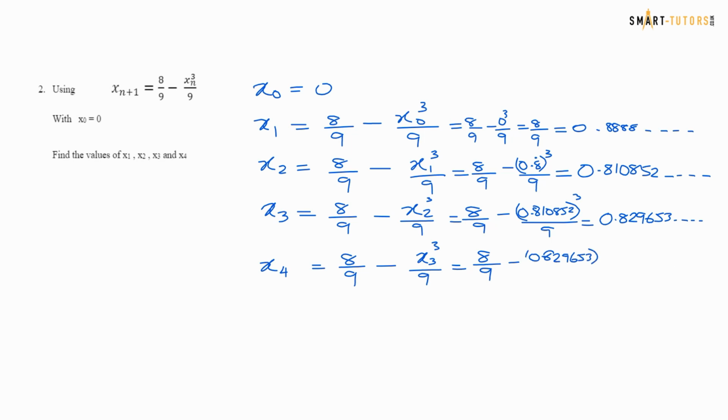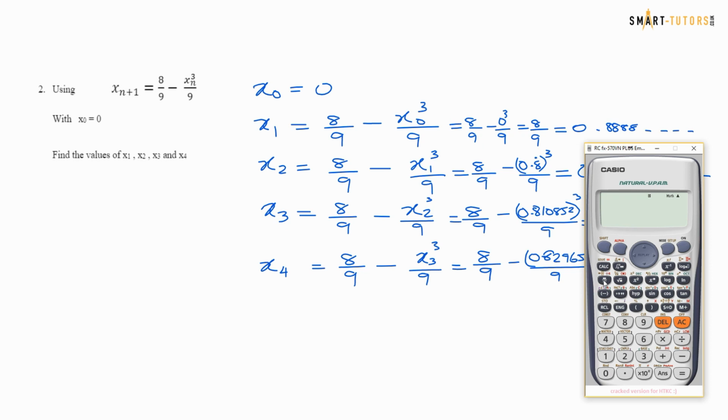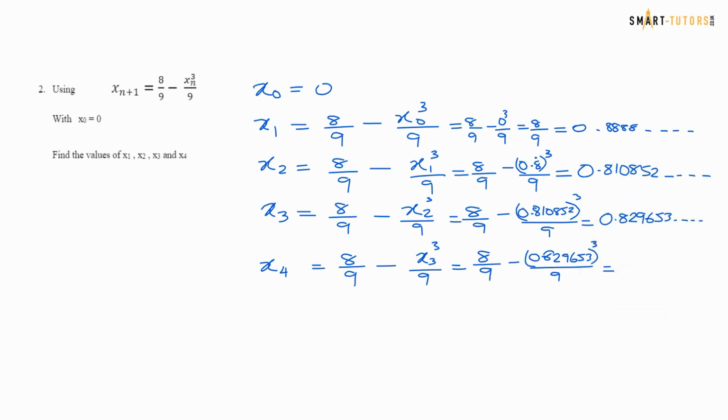x4 equals 8 upon 9 minus x3 cube over 9, which is 8 upon 9 minus 0.829653 cubed over 9. So fraction 8 over 9, minus answer cube, divided by 9. That is 0.825436, 0.82546 and so on. So those are the final steps they asked for: x1, x2, x3, x4.